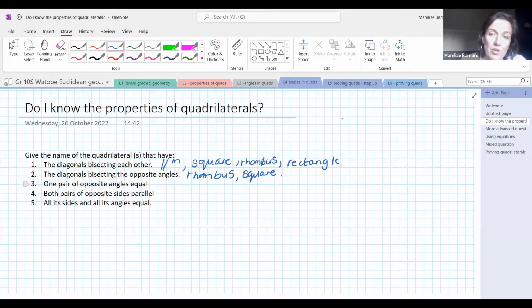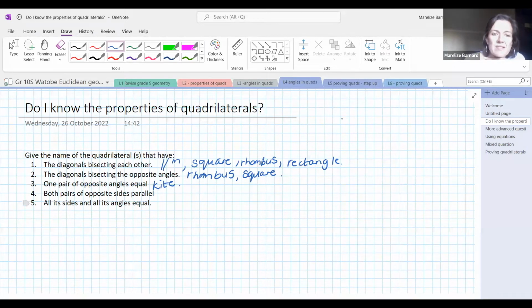Okay. So, and don't guess, guys. You should have your page with all your properties in front of you. And if you really can't remember, you need to look at that page, but don't guess. Okay, one pair of opposite angles are equal. Which one's this? One pair of opposite angles are equal. That's a kite. Nice. It can't be a parallelogram because both pairs of opposite angles are equal.